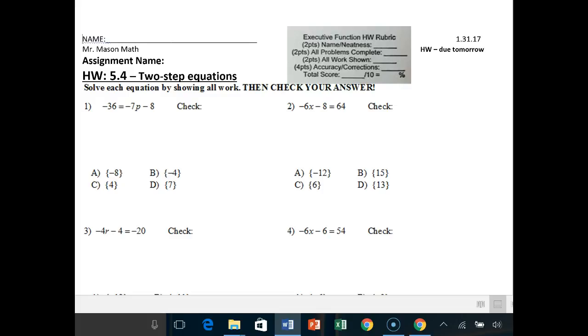The key thing is I need you to check your answers as well. So no moaning, groaning. Let's learn how to do this. If you're able to check your answers, there's never a reason why you get one of these wrong on the Terra Nova or Aspire test coming up.